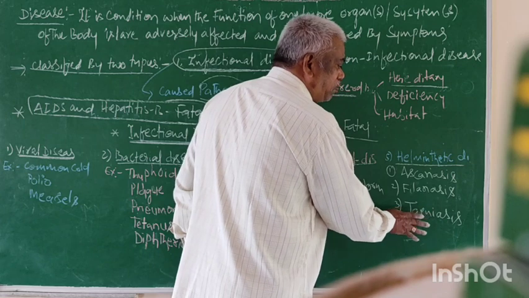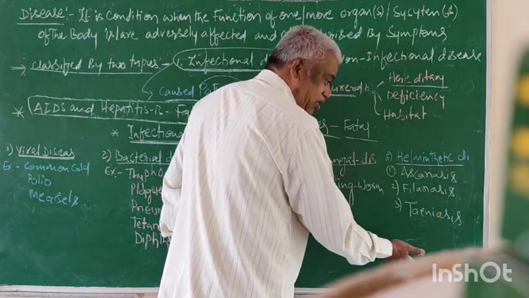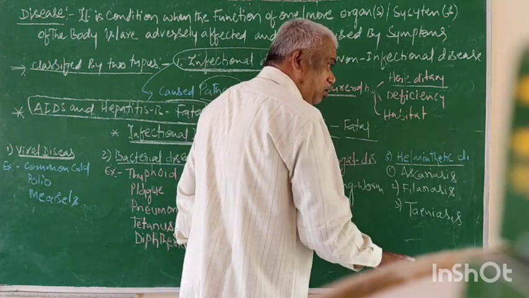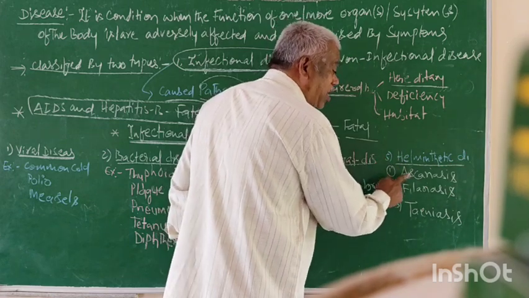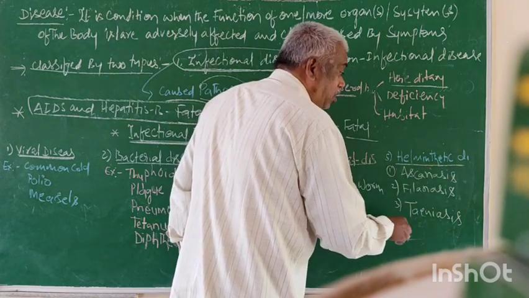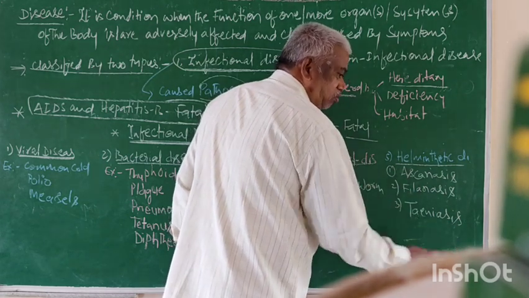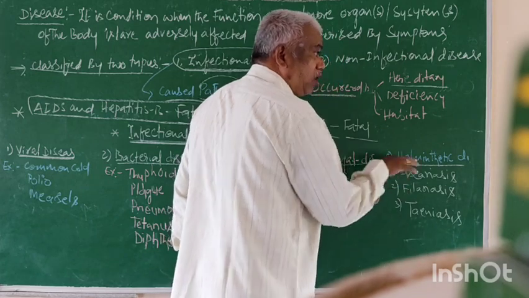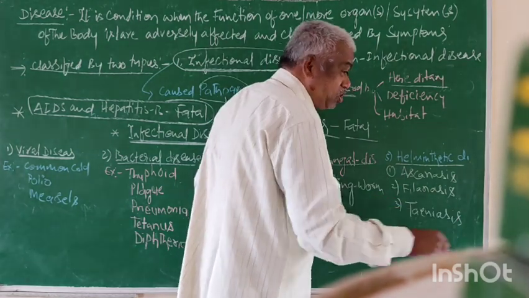It is just mentioned, but the genus is not explained. But you must keep in mind these three examples. Among these three examples, some explanation is given about ascariasis and filariasis. The explanation continues next, not now, after 10 minutes.